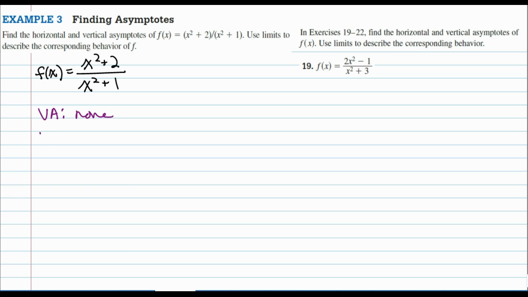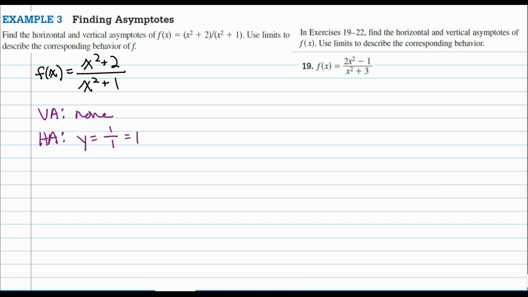Now, horizontal asymptotes. The degree in the numerator is 2. The degree in the denominator is 2. Therefore, the horizontal asymptote is y equals the leading coefficient in the numerator, which is 1, over the leading coefficient in the denominator, which is 1. So that would be 1. So we have a horizontal asymptote, y equals 1. I can tell you what those end behaviors are going to be before I even graph.